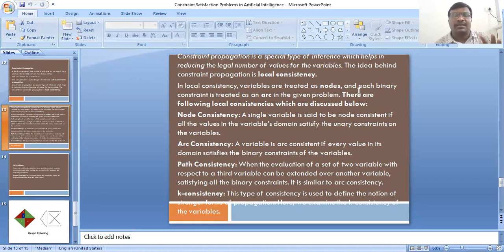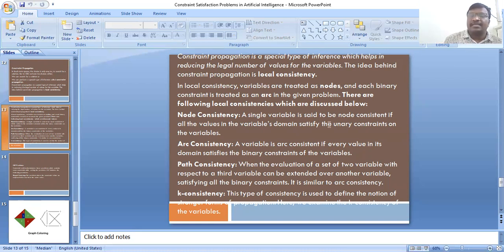Next one is arc consistency. A variable is arc consistent if every value in its domain satisfies the binary constraint of the variables. Next one, path consistency. That means when the evaluation of a set of two variables with respect to a third variable can be extended over the other variable, satisfying all three binary constraints. It is similar to arc consistency.